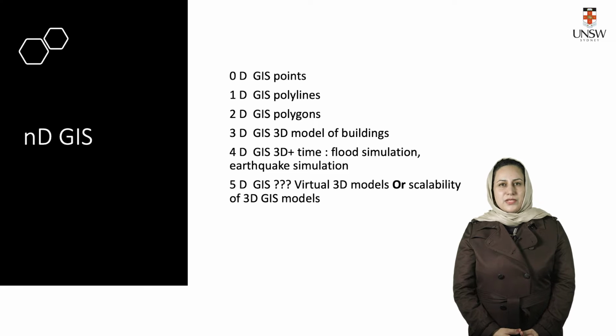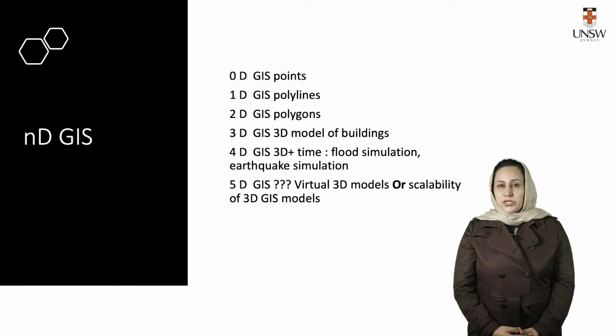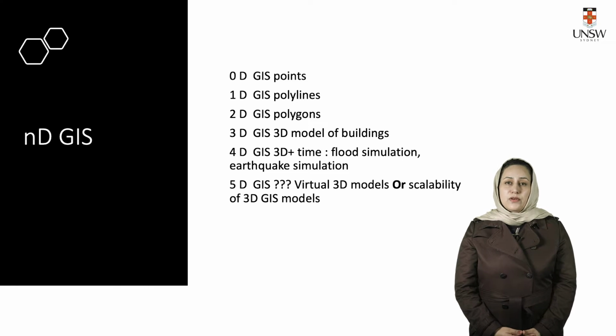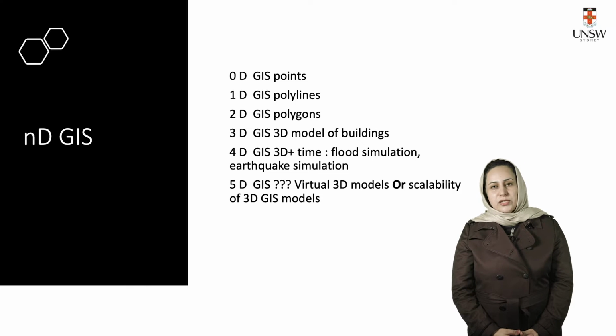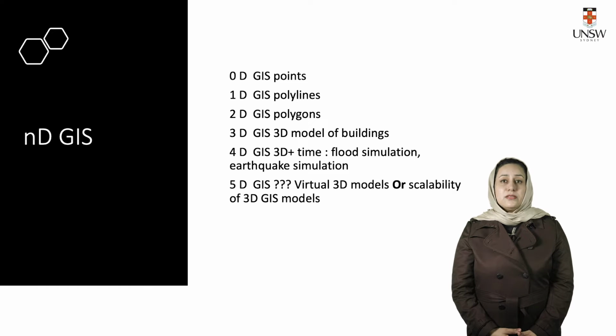There are 6 dimensions of data in a GIS environment. Zero-dimensional GIS data, which refers to the dimension of points used in a GIS environment. One-dimensional GIS data, which refers to the dimension of lines in a GIS environment. Two-dimensional GIS data, that is the dimension of polygons in a GIS environment.